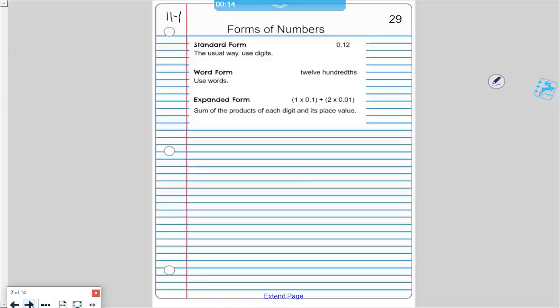So if you look on page 29 of our notebook. Yeah, that doesn't work very well.